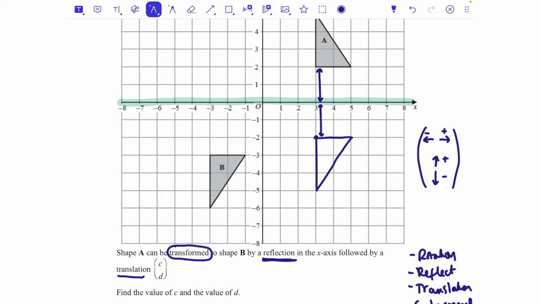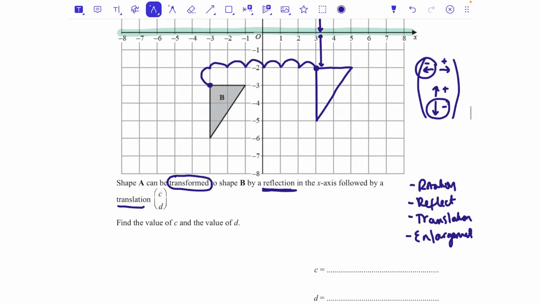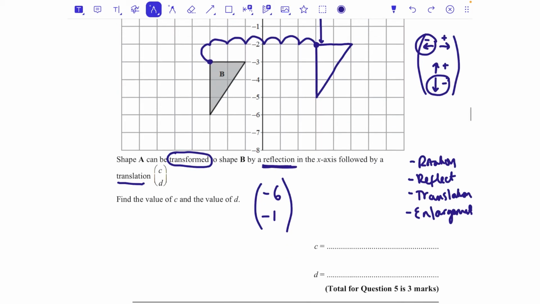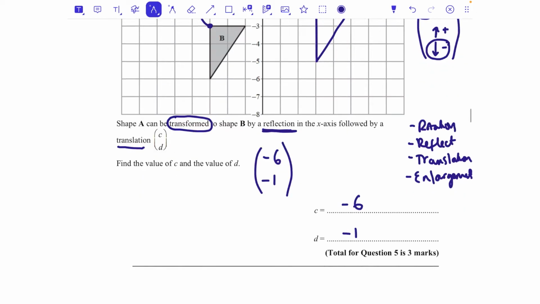So we want to move it. I'm just going to pick a point. Doesn't matter which point you pick, but you need to go to the same point on the other shape. We need to move it 1, 2, 3, 4, 5, 6 to the left and down 1. So left, we're going to use a negative number, and down, we're also going to use a negative number. So this is going to be minus 6, minus 1. We never put a line. It's not a fraction, okay? Never put a line, just top number, bottom number. Minus 6 is the value of C, and minus 1 is the value of D.